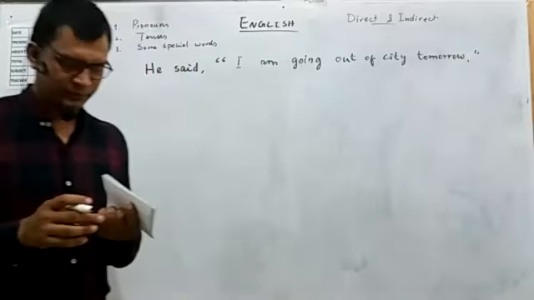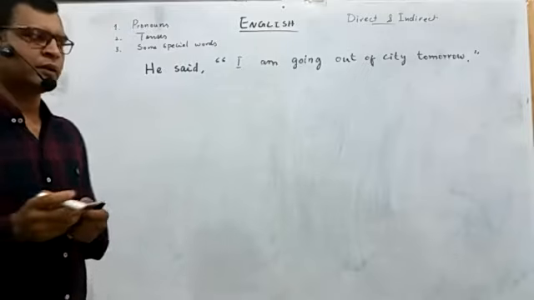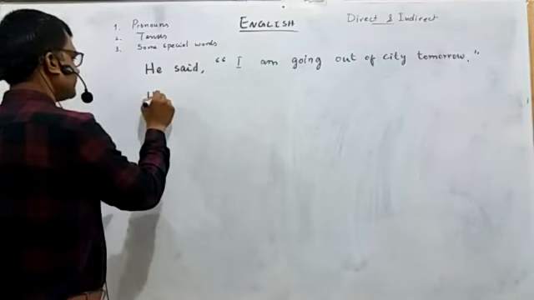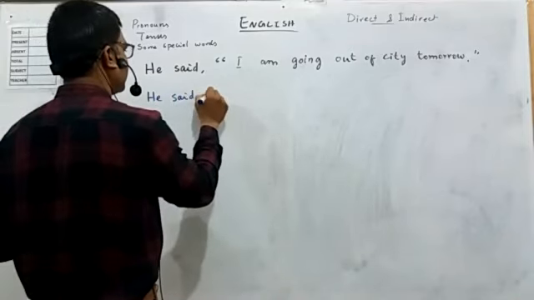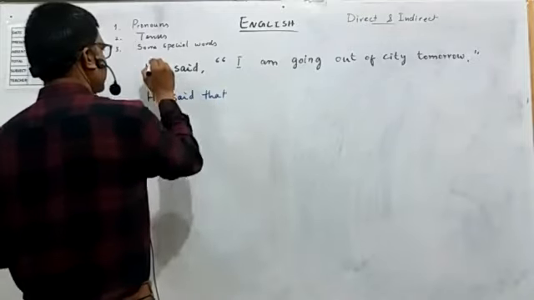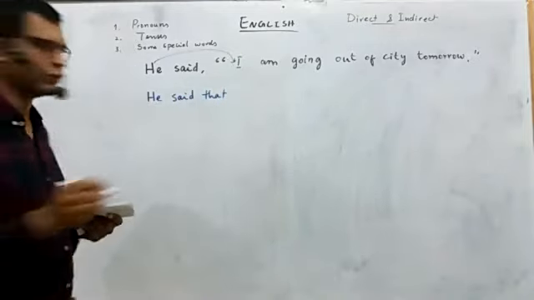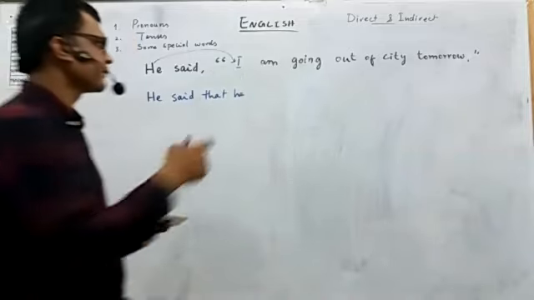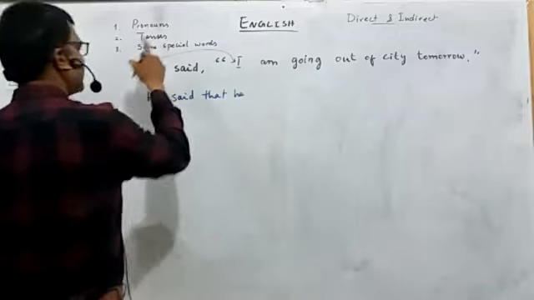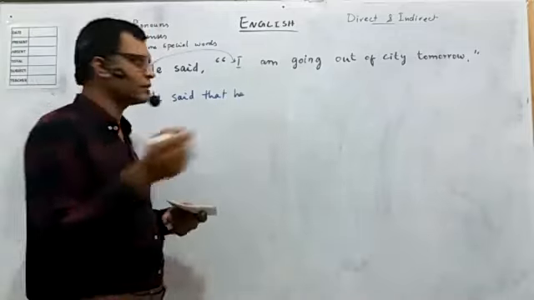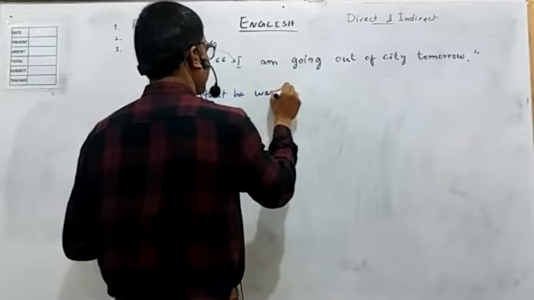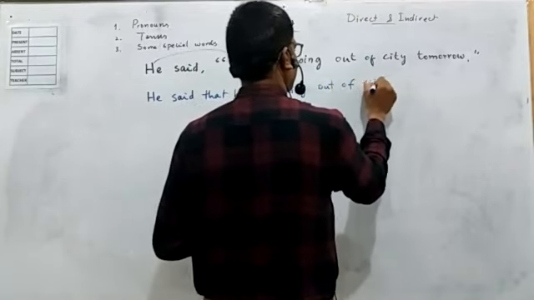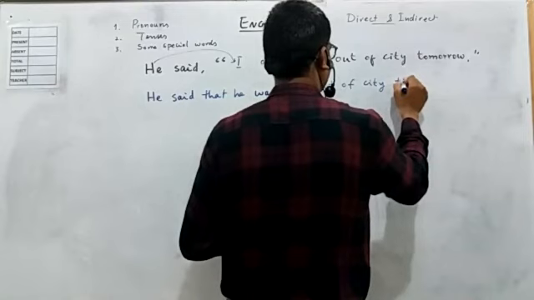This is a kind of present continuous structure which is talking about the future. So we say he said that. Now this he and I are same, therefore we put he here because now it is an indirect way of saying things. Am going, tense we are changing from present to past, so this will be was going out of city. Now tomorrow will be changed into the next day.